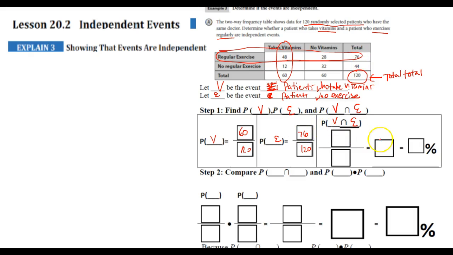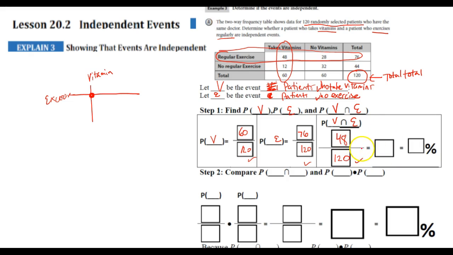76, right? Alright. And then last but not least, out of the 120 patients, notice how the denominator was the same throughout, how many of them exercise and take vitamins? So we're looking for where the vitamin takers and the exercisers cross. What number would that be? 48. Okay.